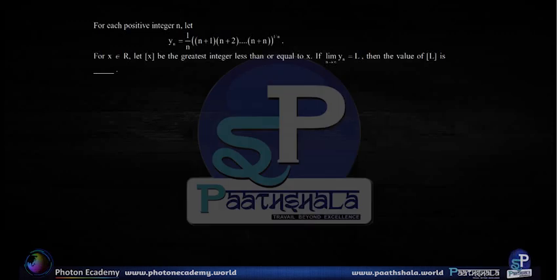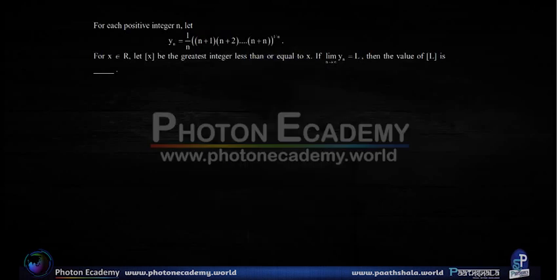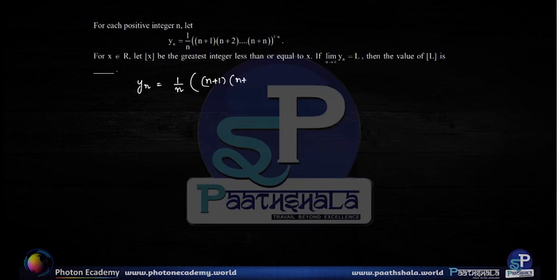For solving this question, we want to transform yn into a pattern so that it would be easier for us to solve in whatever form that we want. For that, to make a pattern out of it, first we represent the original equation, that is yn is equal to 1 by n whole (n+1)(n+2)...(n+n) to the power 1 by n.